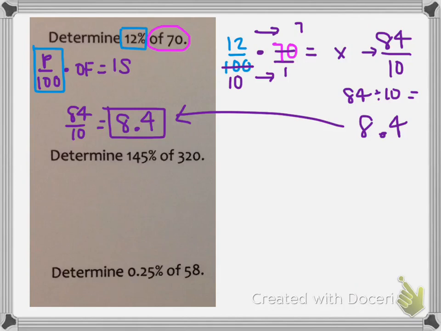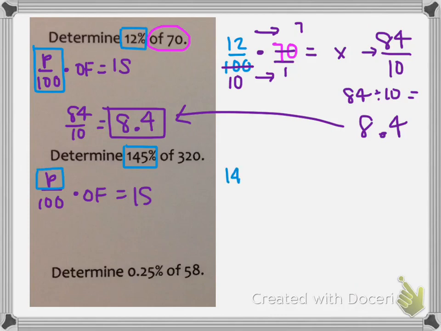Let's try another one. Determine 145% of 320. So again, we write our formula. We want to write our formula every time we use it. So P over 100 times of equals is. And now we're going to go back through and identify the different parts of our problem. So my percent is 145%, and that's what's going to go above 100 in our fraction.